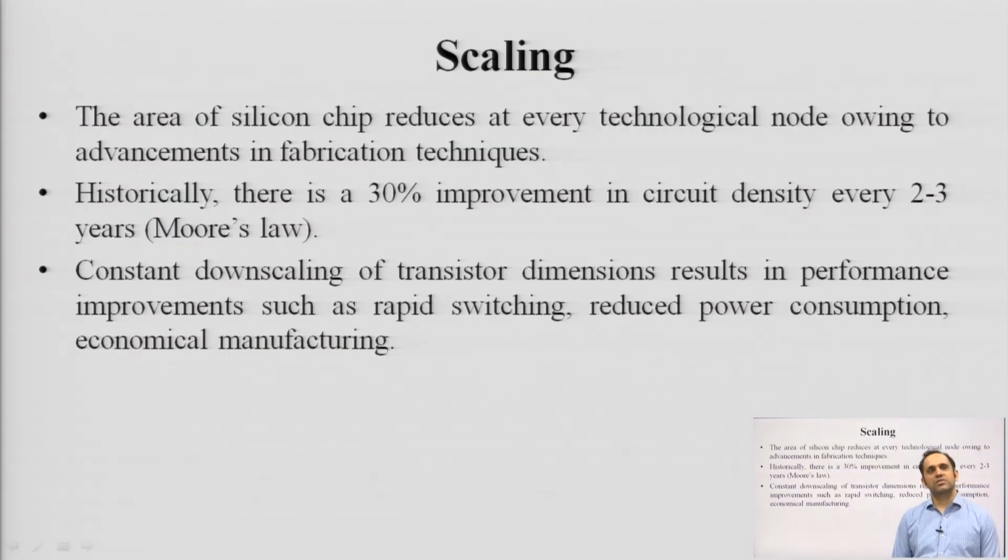Okay. Constant downscaling, as I have said, of transistor dimension results in performance improvement such as faster switching, okay, which is important for digital applications. You have to switch from 1 to 0 and 0 to 1 at a very rapid rate. Okay. Reduced power consumption, this is a very broad field of low power VLSI design, where you have to produce portable electronic devices which consume very less power, and economical manufacturing. Obviously, when functionality increases, the revenue increases, and that can be sent back to the manufacturing cycle also. Okay.